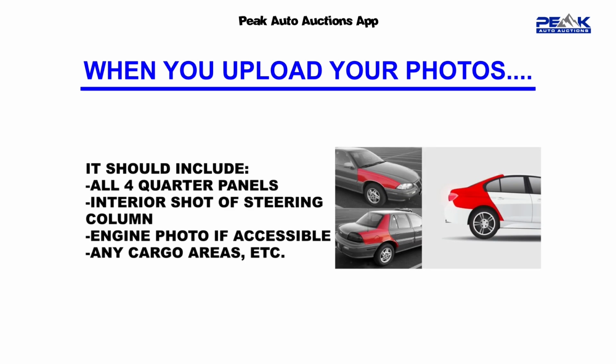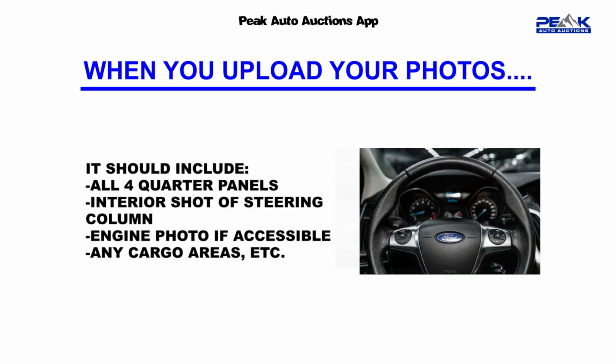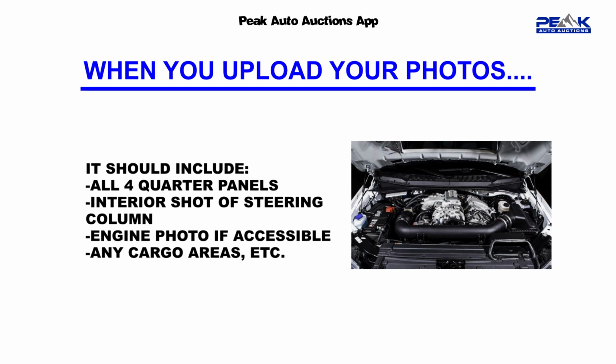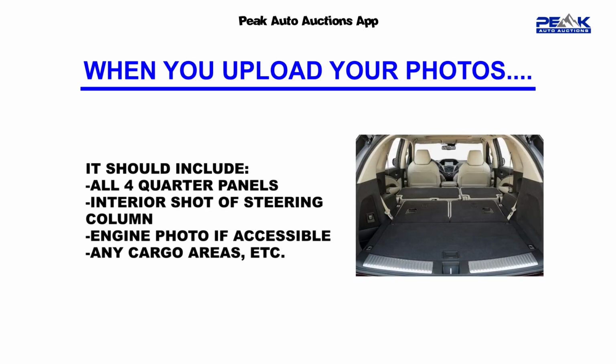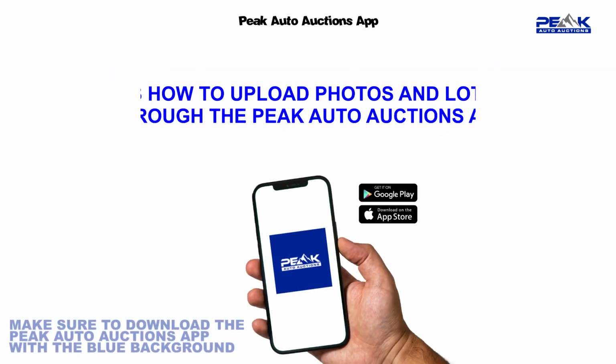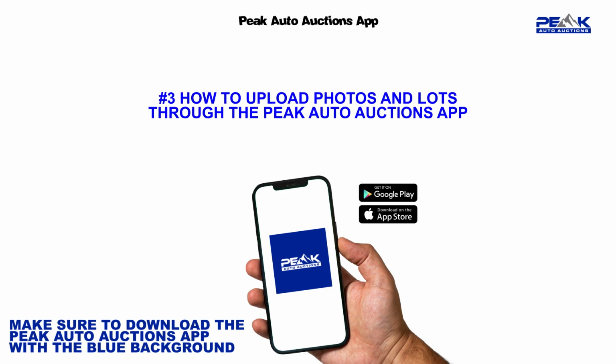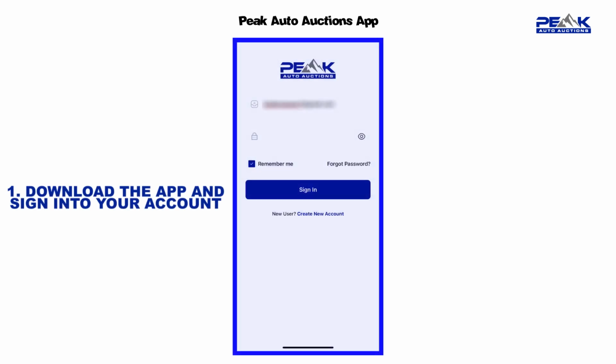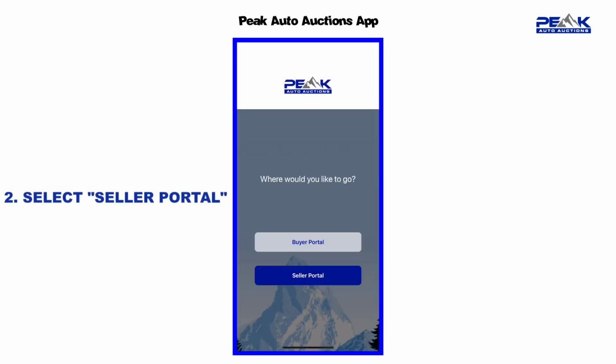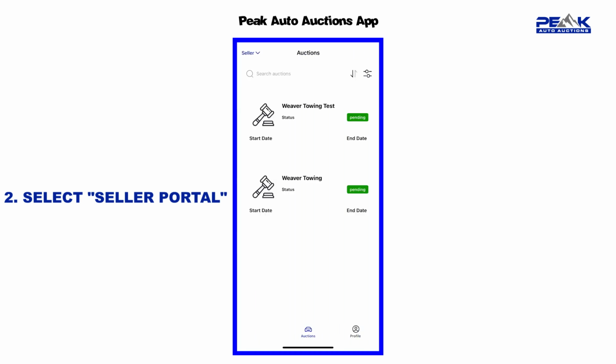It should include all 4 quarter panels, interior shot of the steering column, engine photo if accessible, and any cargo areas. This is how to upload your photos through the Peak Auto Auctions app. Download the app through the App Store and sign into your account. Then select Seller Portal. Your active auctions will show up here.